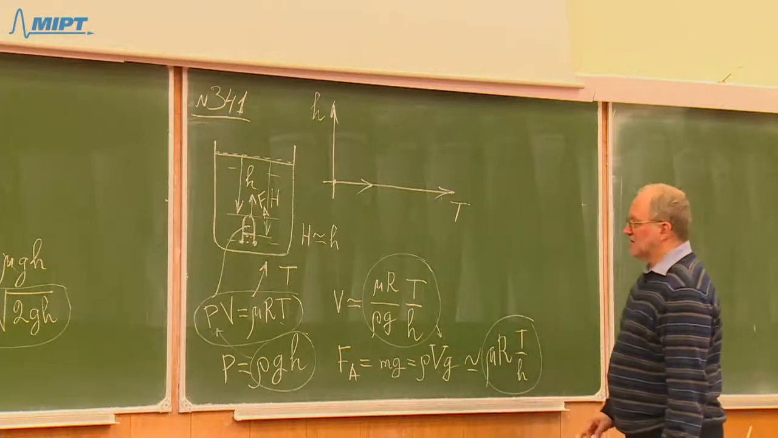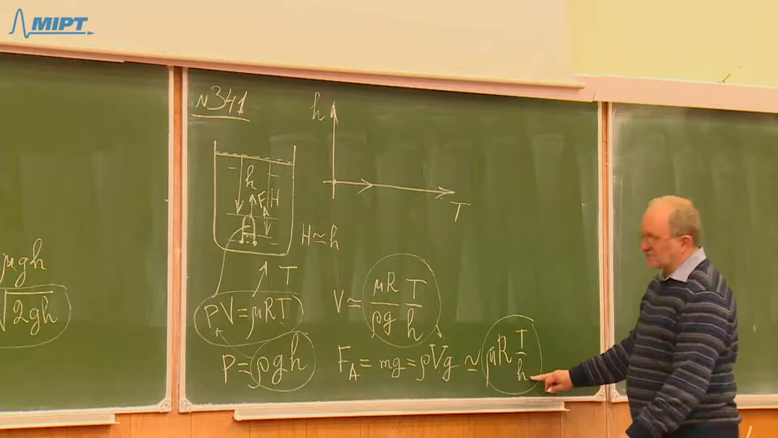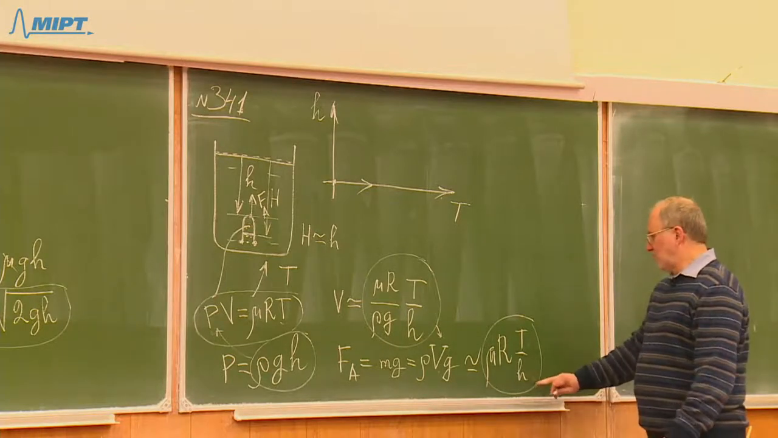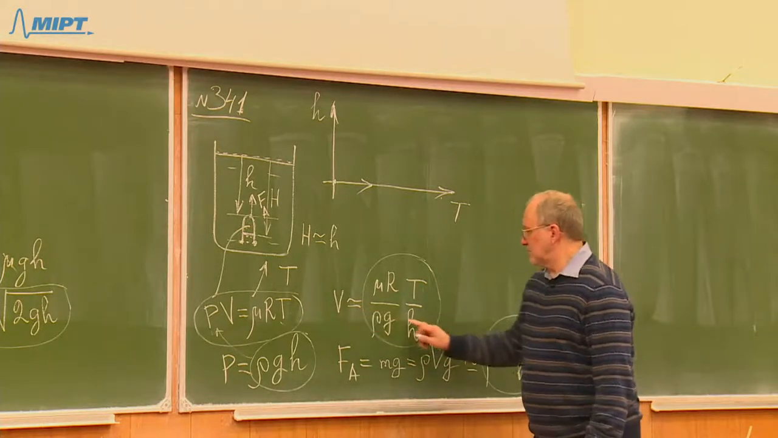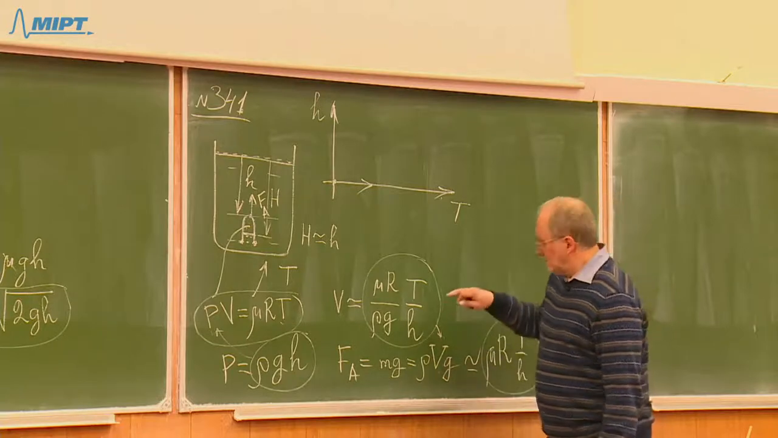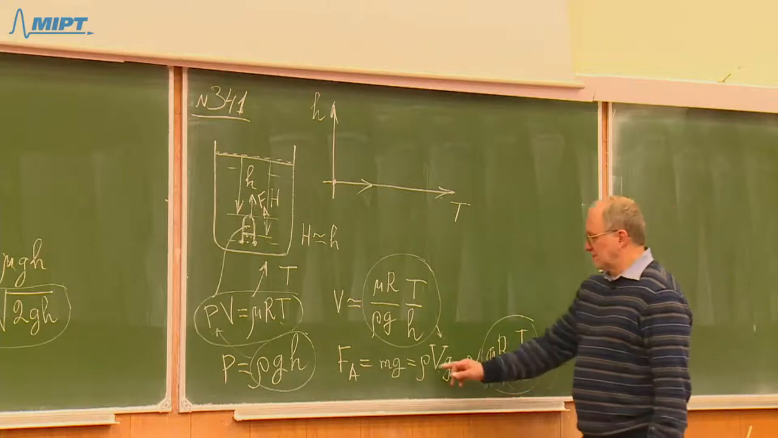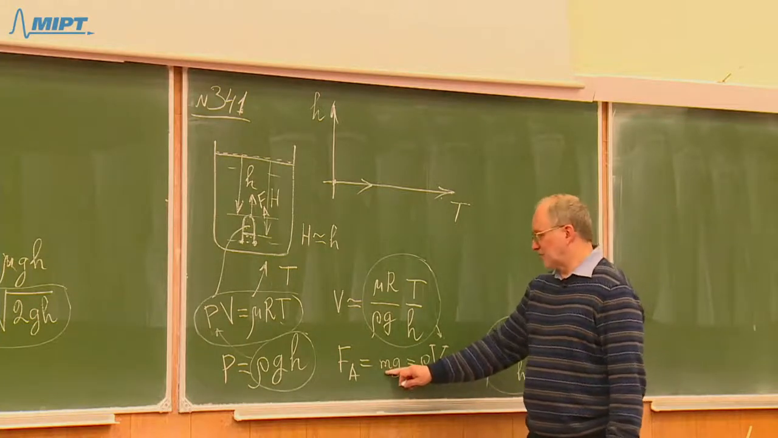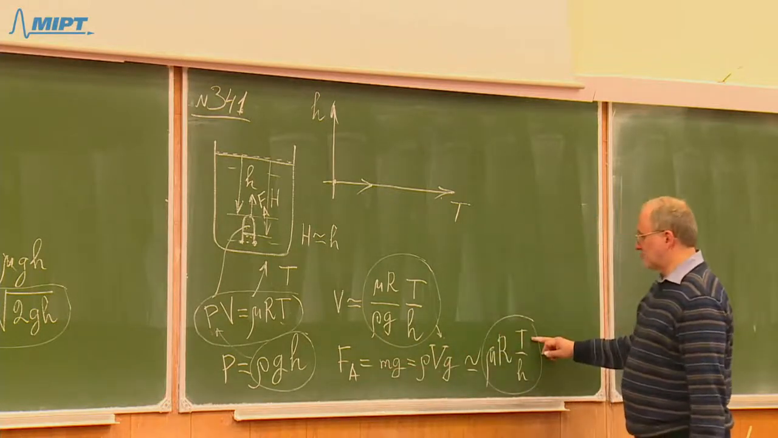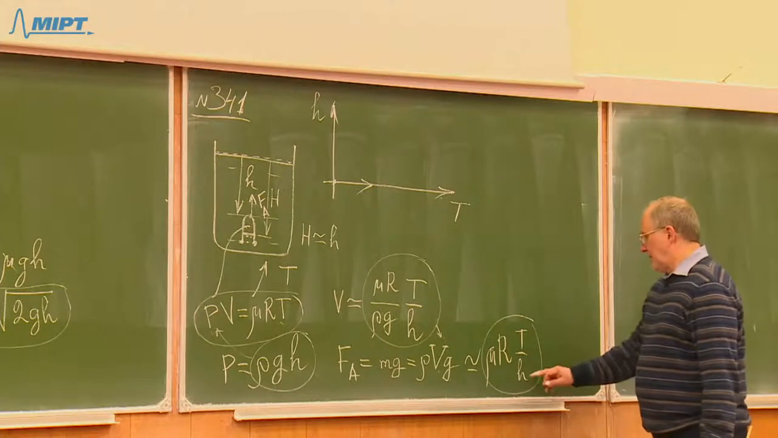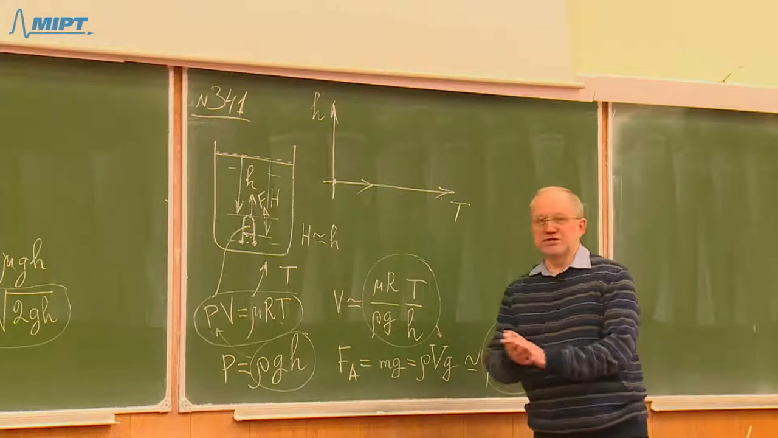And why is the Archimedes force inversely proportional to the depth h? Because the deeper you immerse this glass tube, the smaller will be the volume. The volume is inversely proportional to the depth. The larger the h, the smaller the volume. And if the volume is smaller, the amount of displaced water will be smaller, and the Archimedes force will be smaller. That is why the Archimedes force is directly proportional to temperature and inversely proportional to the depth. Okay, we continue after a short interval.